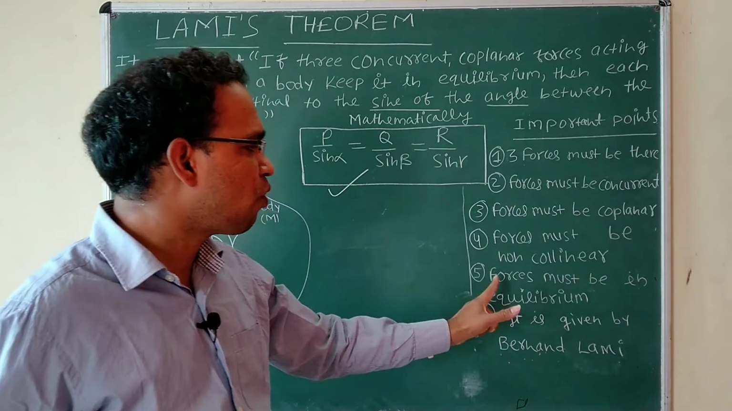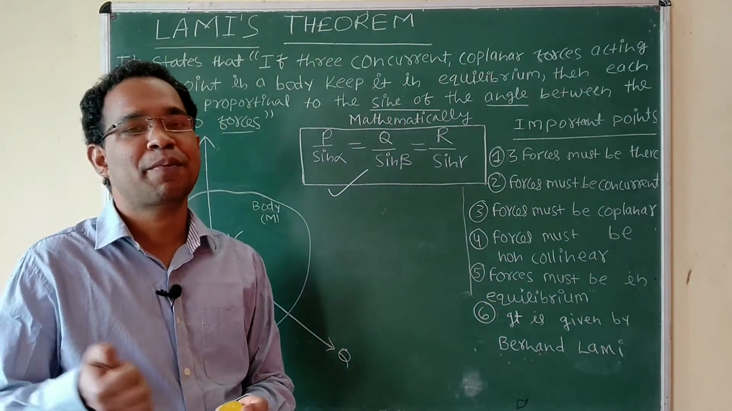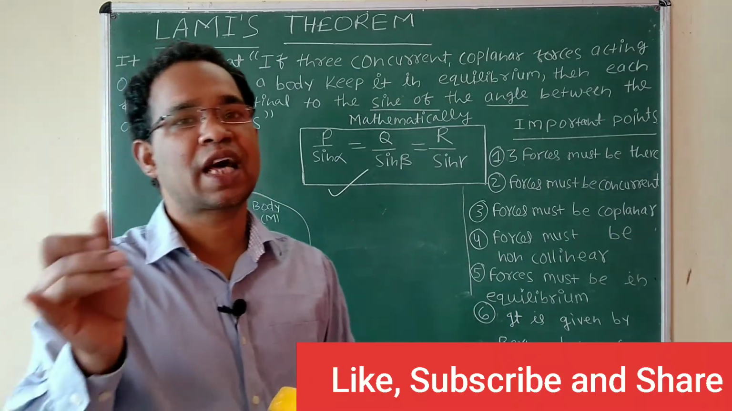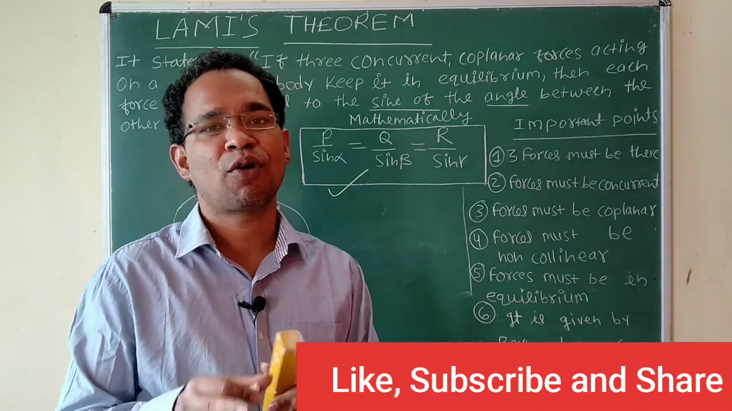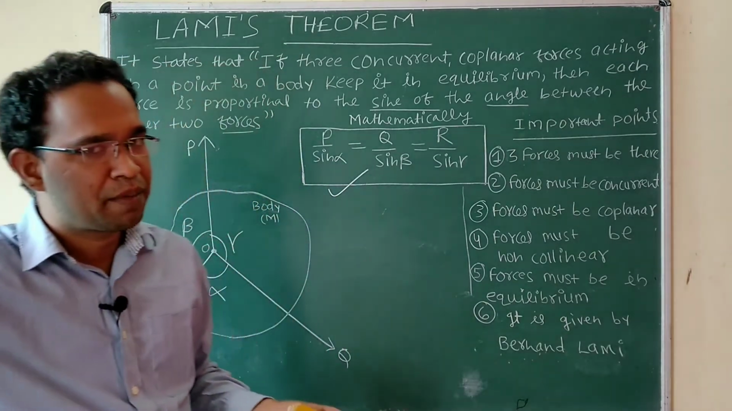Next point is forces must be in equilibrium. Equilibrium, as I told you in the beginning, means the forces are balanced, or the resultant of all the forces must be zero. Then only this theorem can be applied.